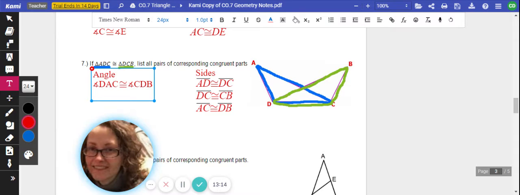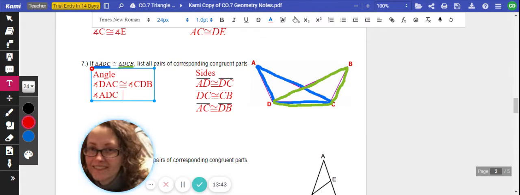So the next two I'm going to look at are angle D from the blue triangle and angle C from the green triangle. Angle D from the blue triangle is the big angle here. So I'm going to say that could be angle ADC.